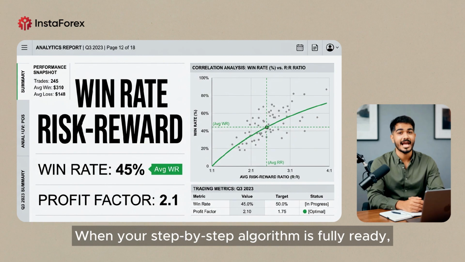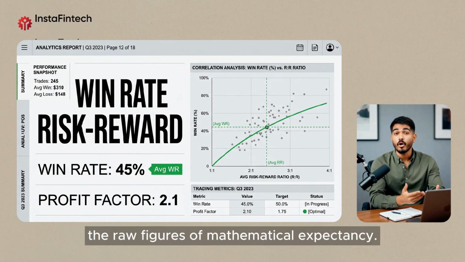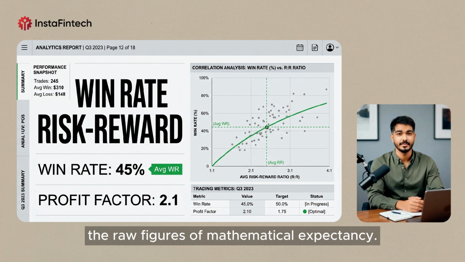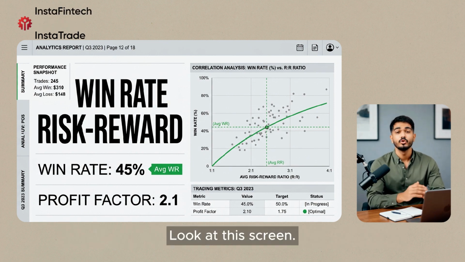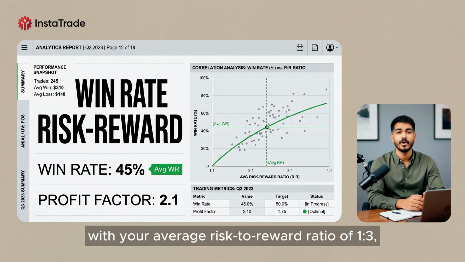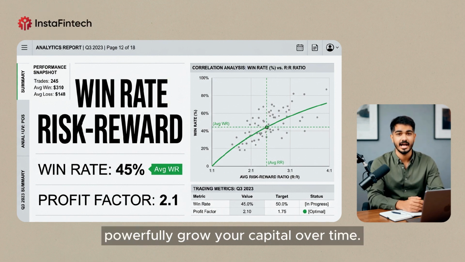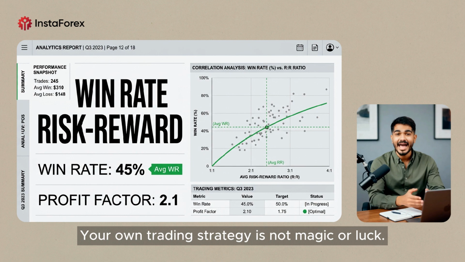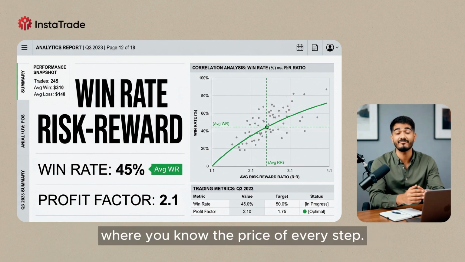When your step-by-step algorithm is fully ready, checked, and tested, it's time to look at the raw figures of mathematical expectancy. Remember once and for all, perfect strategies with a 100% win rate do not exist. Look at this screen. Even if your strategy yields only 45% winning trades, with your average risk-to-reward ratio of 1 to 3, you will consistently and powerfully grow your capital over time. Your own trading strategy is not magic or luck. It's a dry mathematical business plan where you know the price of every step.